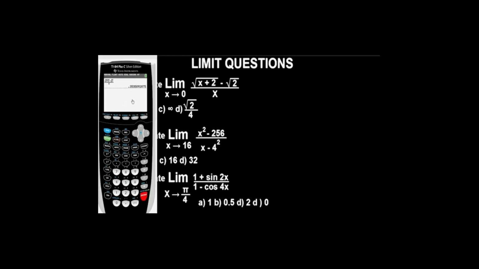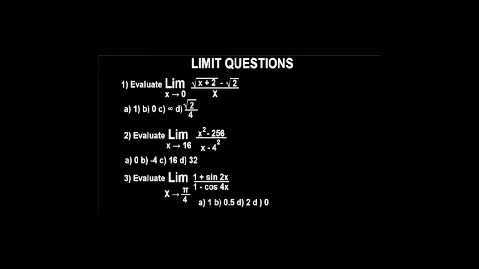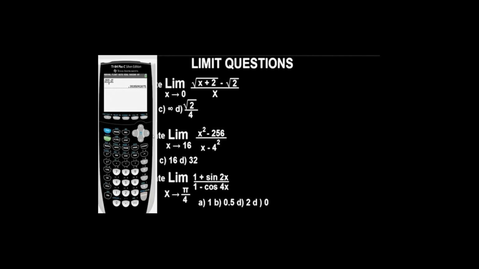So we have 0.35. So right now we are going to check the options. Any one that gives us 0.35 will be the answer. Basically, it has to be option D, because it can't be A, it can't be B. So let's check option D, which is square root of 2 over 4. All right, let's clear this. So we are looking for the one that gives us 0.35.